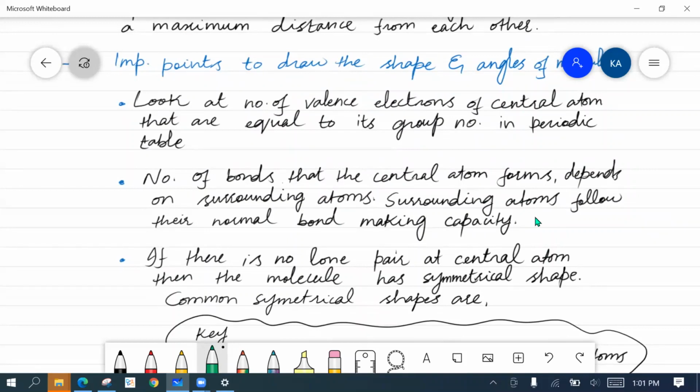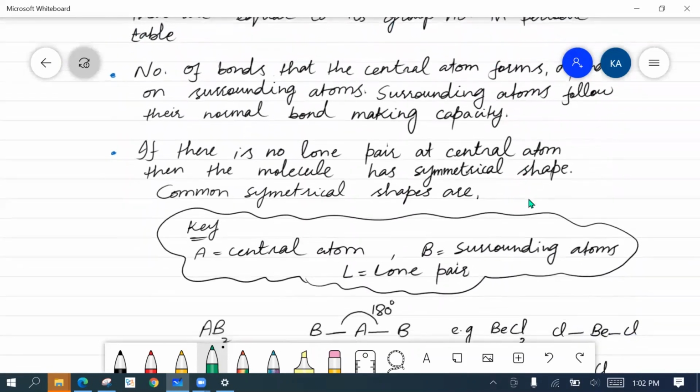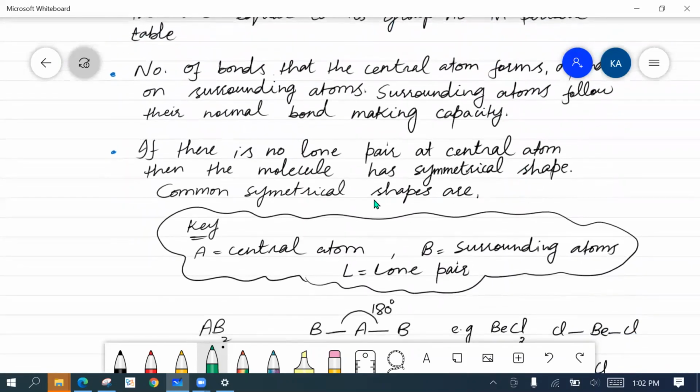And remember that surrounding atoms always follow their normal bond making capacity. For example, hydrogen will make one bond, halogen will make one bond, oxygen makes two bonds, while nitrogen makes three bonds. The next thing is, if there is no lone pair on the central atom, then the molecule will have a symmetrical shape. And what are the common symmetrical shapes?